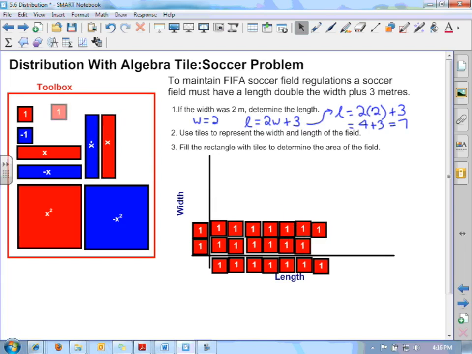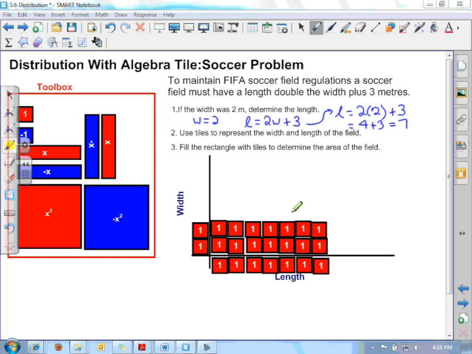So the area of the soccer field would be, how many tiles do we have in the area? Well, according to this, we have 2 by 7, so the area in this case would be 14 meters squared.